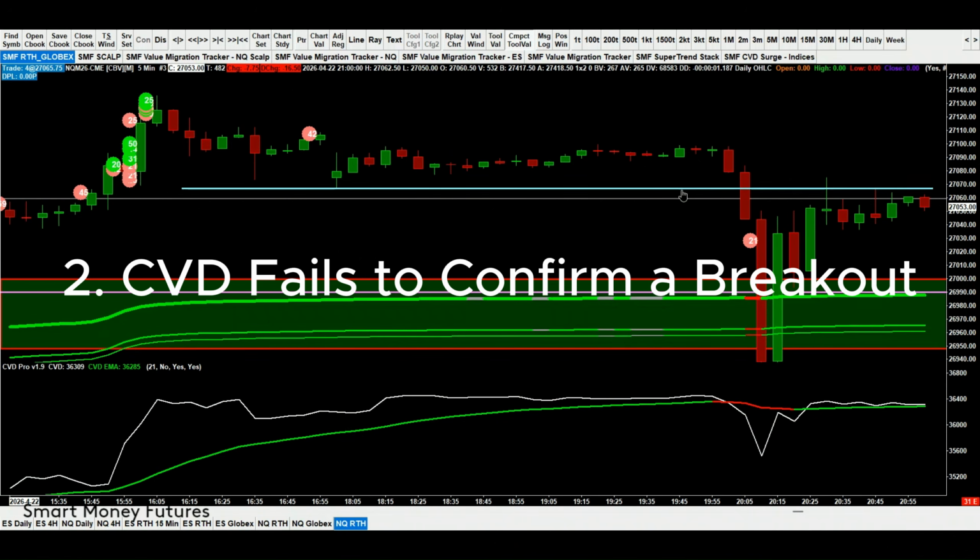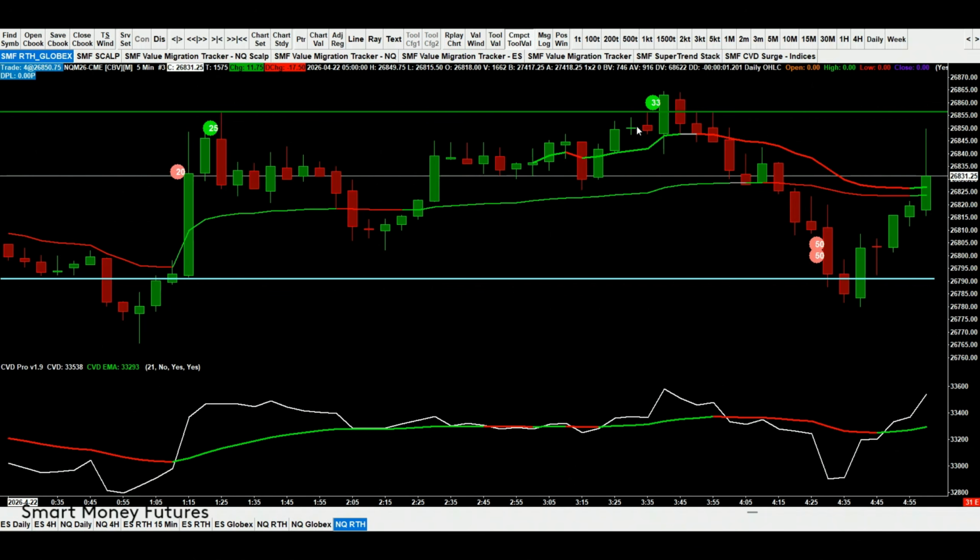Number 2, CVD fails to confirm a breakout. The second behavior is when price breaks a level, but CVD does not confirm. For example, NQ breaks above a prior high, but CVD is flat or weak. That does not automatically mean short. It means caution. A breakout without meaningful aggressive participation may be vulnerable, but you still need price confirmation. Can price hold above the breakout level? If yes, passive buyers may be supporting the move, and the breakout may still be valid. If no, and price quickly rotates back through the prior high, now the failed breakout becomes important.